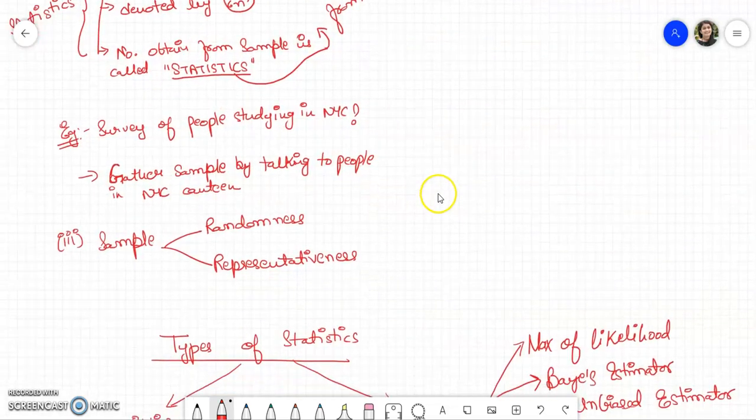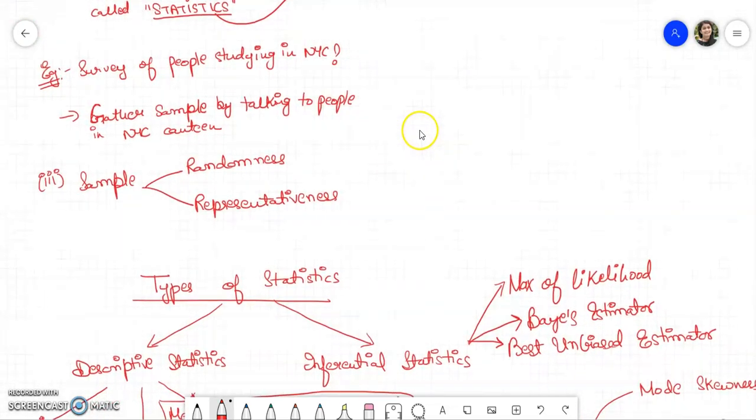So as you can see, population is hard to observe and sample is easy to observe, and population is hard to collect, like you cannot collect the data of the entire world, right? It makes sense. We are human beings and we cannot collect the data of the entire world. It's beyond our range. And a sample you can collect.